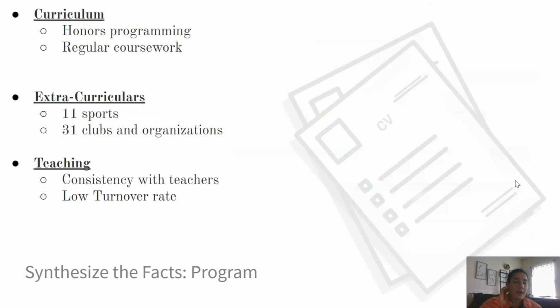So the curriculum isn't very explicit, but it does allude to the fact that there's some honors programming, some regular coursework, that there are lots of opportunities to get kids to do these extracurriculars. There are 11 sports in the district, 31 clubs and organizations.